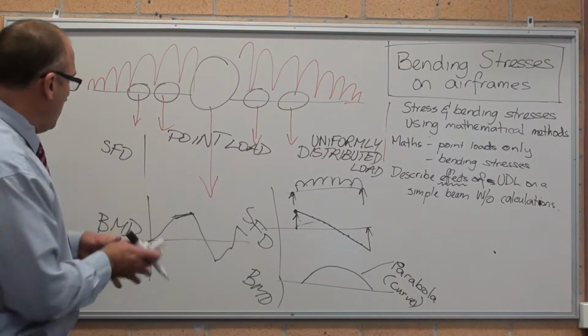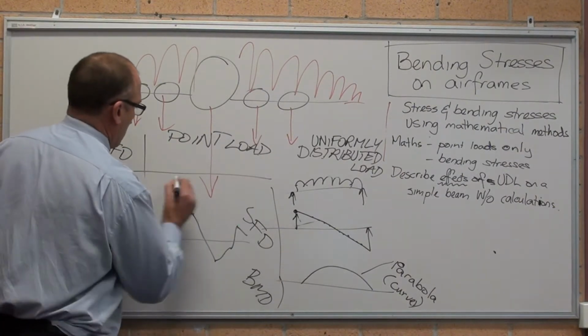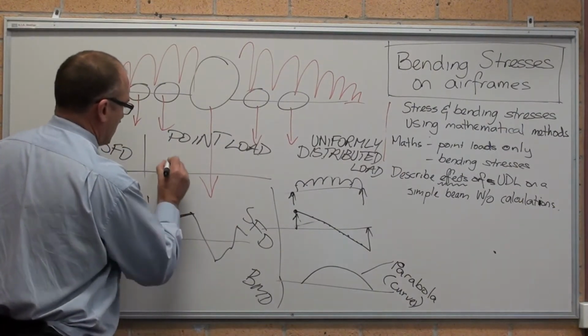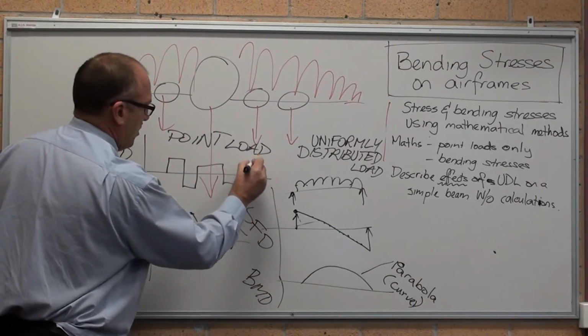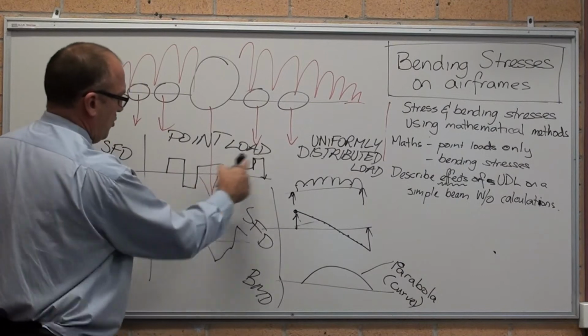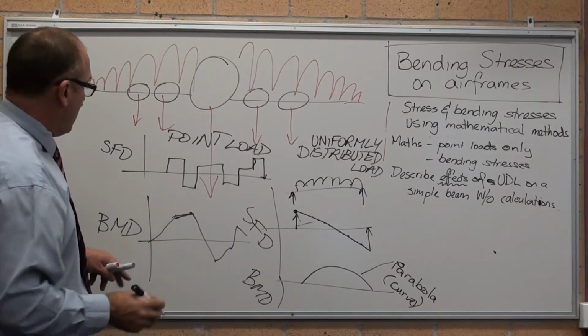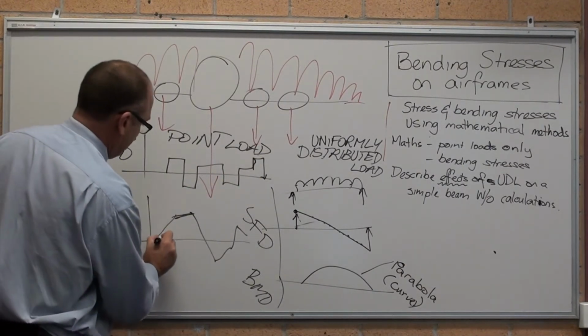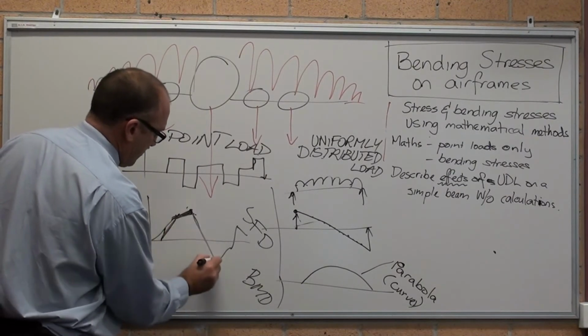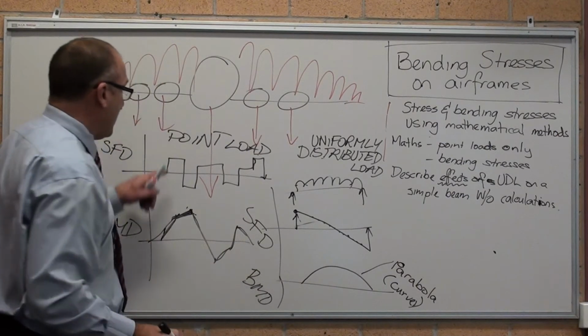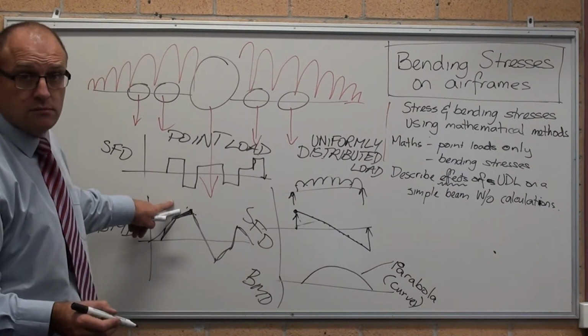A point load, the shear force diagram, as you know, you follow the forces. I'm not following these red lines. It might look like that, but they are always flat. The bending moment diagram is basically diagonal sloped lines. That is for a point load.